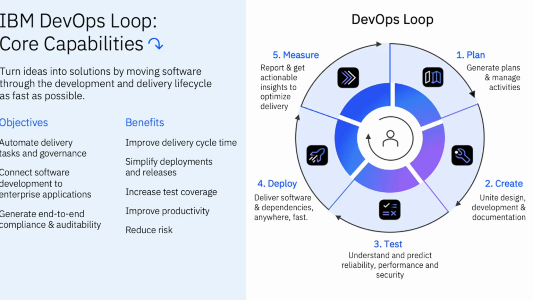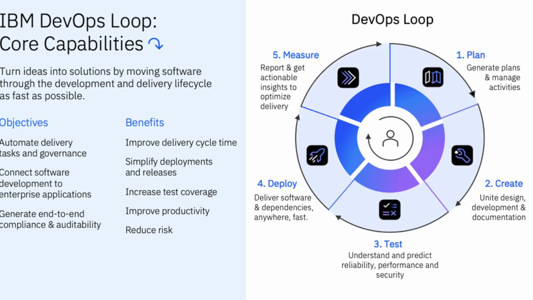DevOps Loop streamlines the software delivery lifecycle by integrating automation into planning, development, testing, deployment, and measurement. Automating delivery tasks and governance ensures software moves efficiently through the pipeline while maintaining compliance and auditability. Seamless integration with enterprise applications reduces bottlenecks and enhances collaboration, enabling a smooth transition from ideation to production.